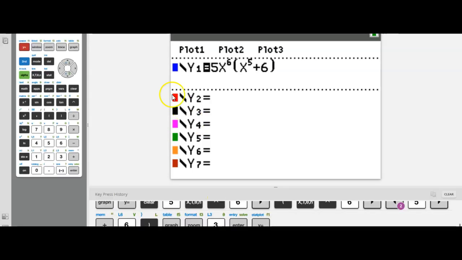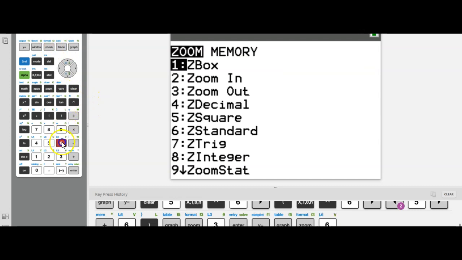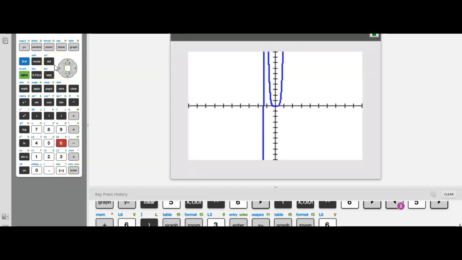All right, so I entered our function into y1 in our calculator. I'm going to hit the graph button. Let's do zoom standard. We can see that a bit better. And we can see that our function does not have any horizontal asymptotes. So when the answer to a limit at infinity is infinity or negative infinity, that means that there won't be any horizontal asymptotes for your function.